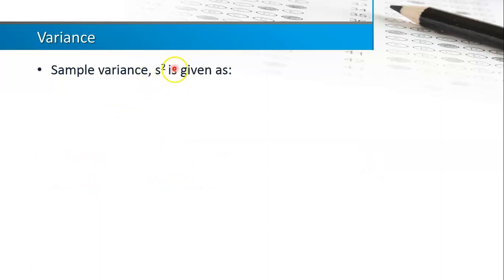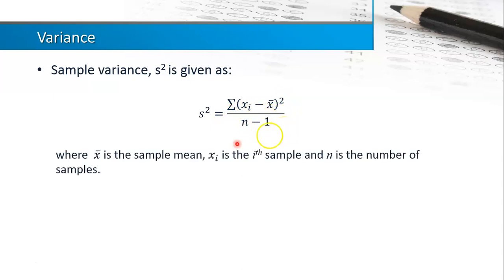Sample variance is usually symbolized with S square. Why is it written S there? It is because variance in the Greek letters would look like S. So by definition, you subtract the mean from all of the scores, then you square them, sum all of it, and divide by n minus 1. Here x bar is the sample mean, xi is the ith sample, and n is the number of samples.